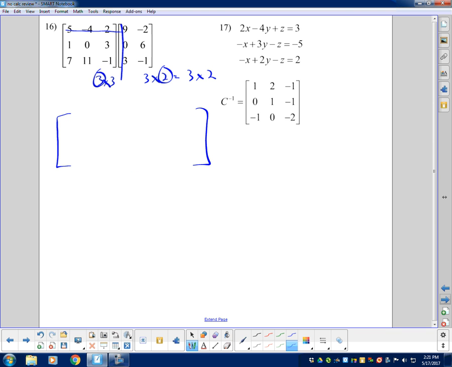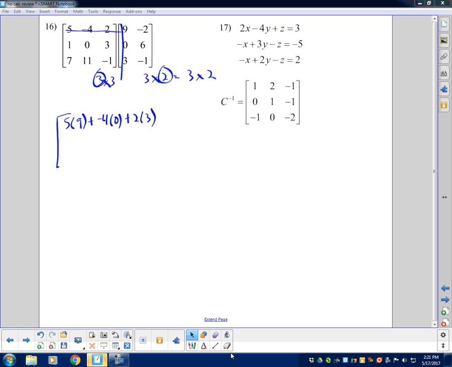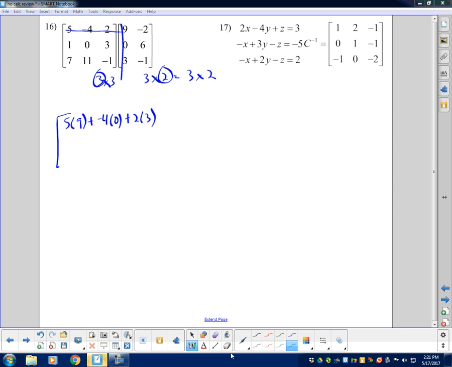So we have 5 times 9 plus negative 4 times 0 plus 2 times 3. It's going to have to be even bigger than this. It's kind of open here and here. Let's leave that open for now. Move this back up over here. All right, the next one is going to be this row times the next column. So we have 5 times negative 2 plus negative 4 times 6 plus 2 times negative 1.